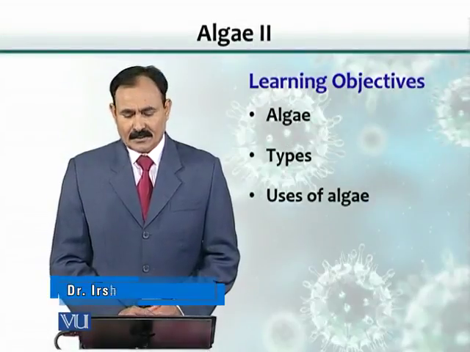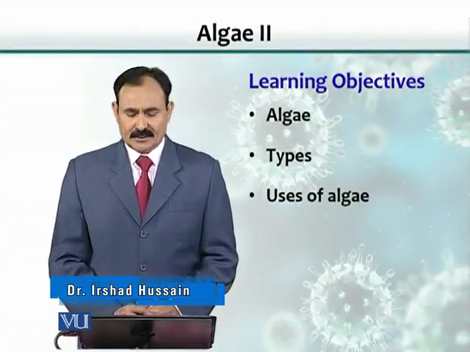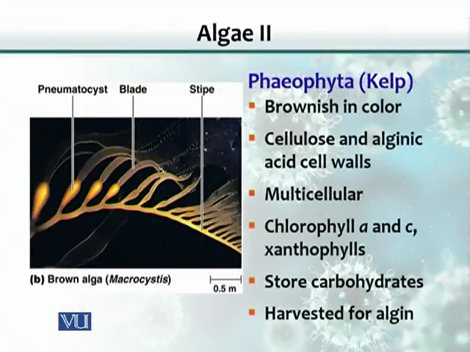Learning objectives include various types of algae and their uses. The types include Phaeophyta, which is also known as kelp. These are basically brownish in color, and their cell wall is composed of cellulose and alginic acid. They're multicellular, and the chlorophyll that they have is called chlorophyll A and C, and also xanthophylls.